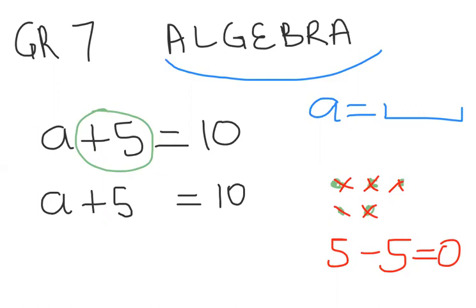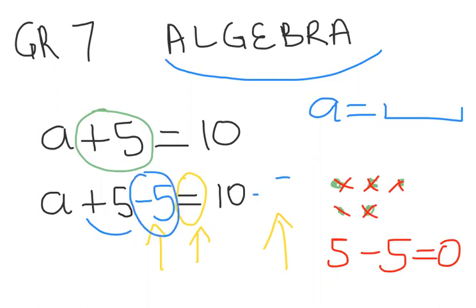So we want to take away this 5. So how do we take it away? We minus 5. So we minus 5 on the left. But now, because this is an equal sign, we must do whatever we do on the left, we have to do on the right as well. Because the equal sign means it must stay the same. So on the left, we said minus 5. So now we have to say minus 5 on the right side as well.